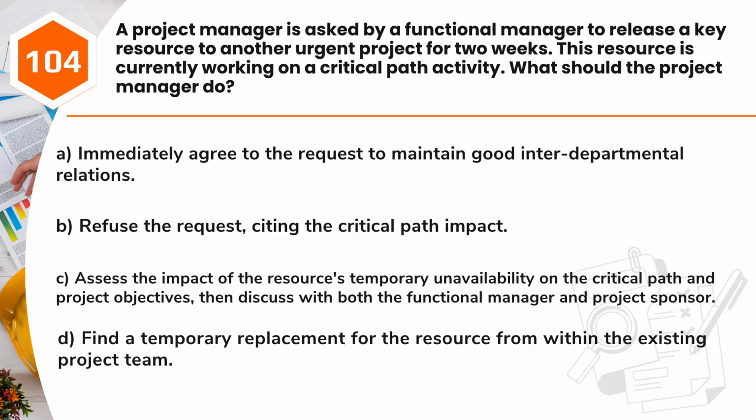Question 104. A project manager is asked by a functional manager to release a key resource to another urgent project for 2 weeks. This resource is currently working on a critical path activity. What should the project manager do? A. Immediately agree to the request to maintain good interdepartmental relations. B. Refuse the request, citing the critical path impact. C. Assess the impact of the resource's temporary unavailability on the critical path and project objectives, then discuss with both the functional manager and project sponsor. D. Find a temporary replacement for the resource from within the existing project team.